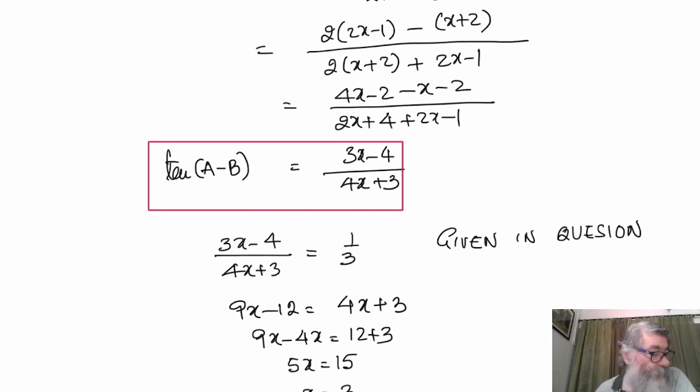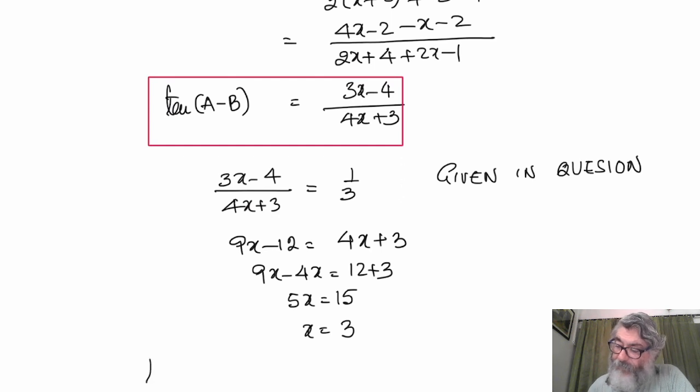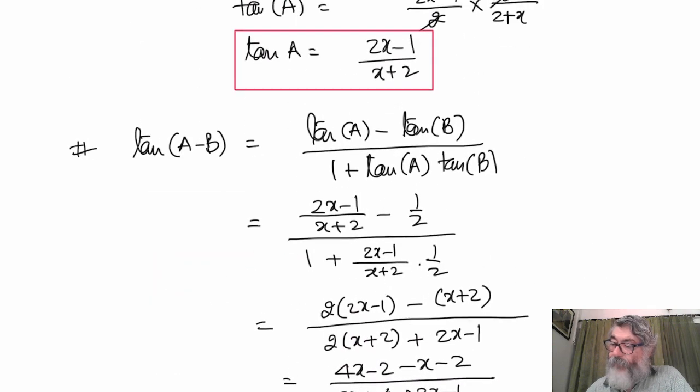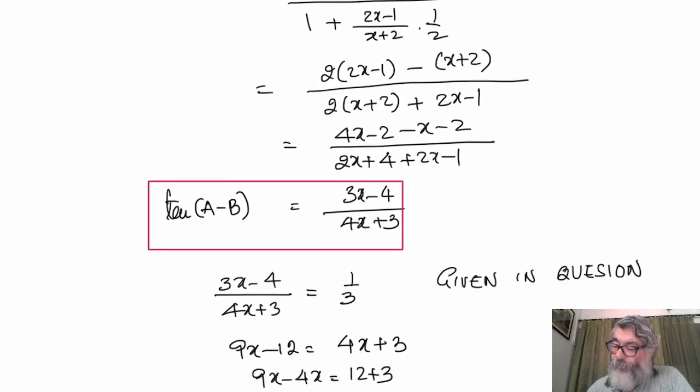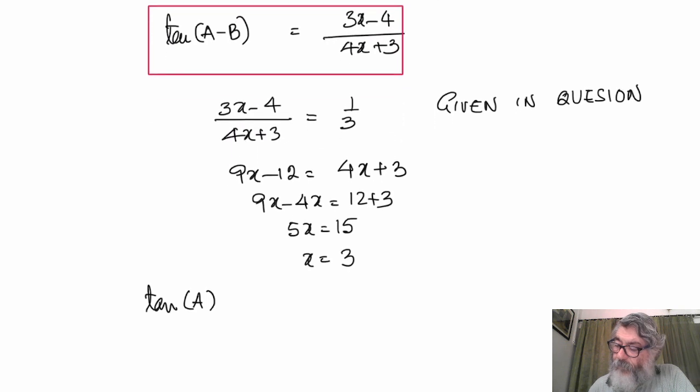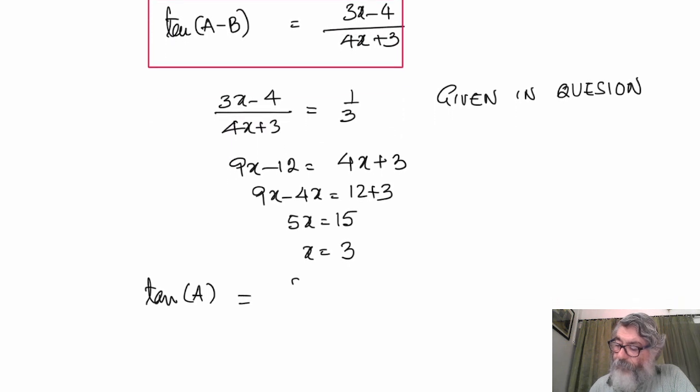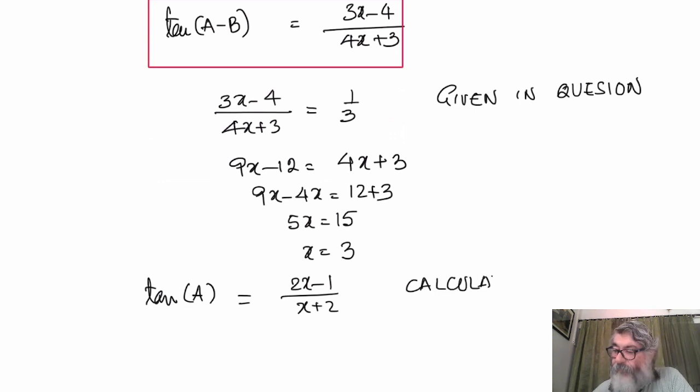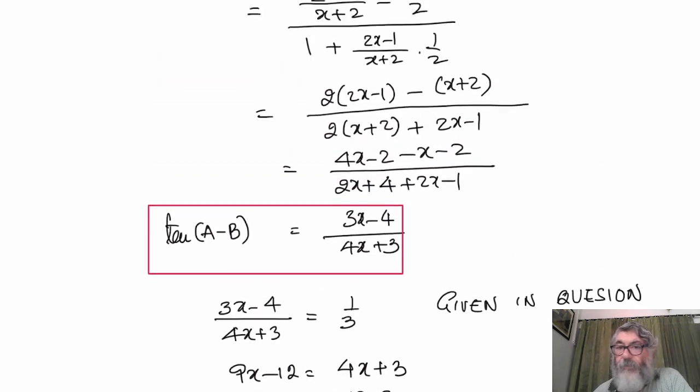And he wants to find the value of tan A. And what was the value of tan A? We have already calculated. In the first case, tan A was what? If I look at it, tan A was (2x minus 1) upon (x plus 2). This is already calculated by us. You can see it here.